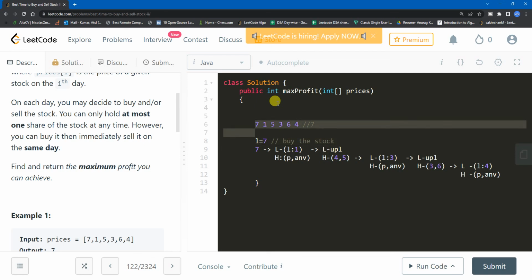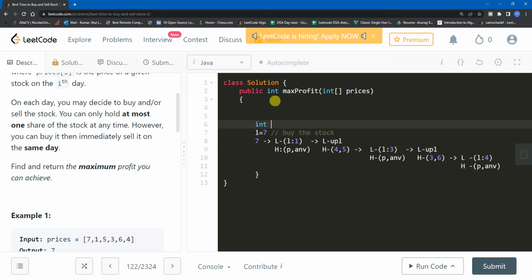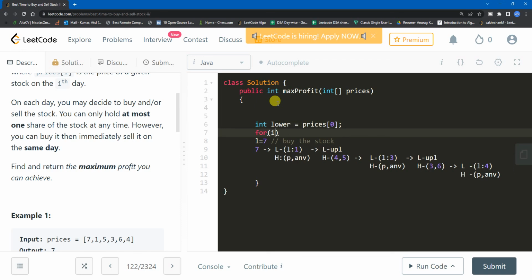For that I'm using another variable, int lower. And this lower value is basically what? We simply buy the stock on the first day, we don't know whether it is lower or higher, so we make a variable lower, and that means we buy the stock at prices of 0, that is, the stock of day 1 at the 0th index. So we simply buy the stock, and after that we go for the next day.